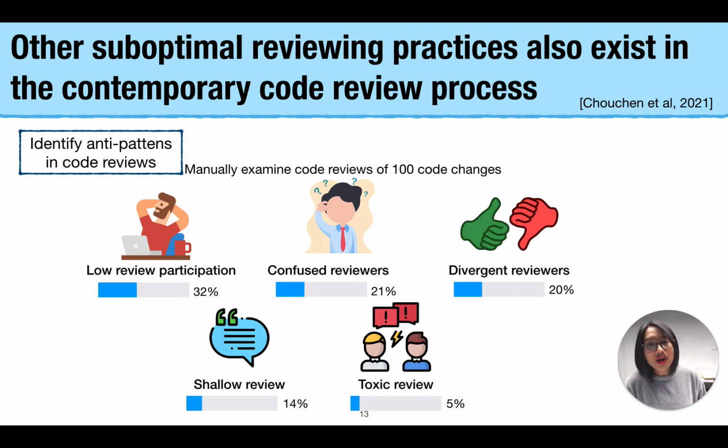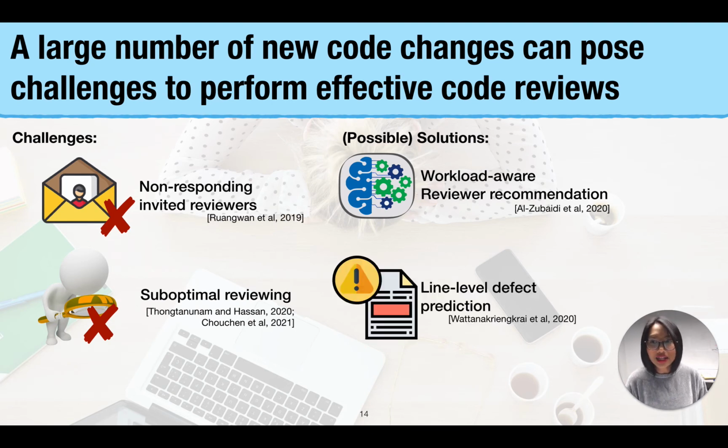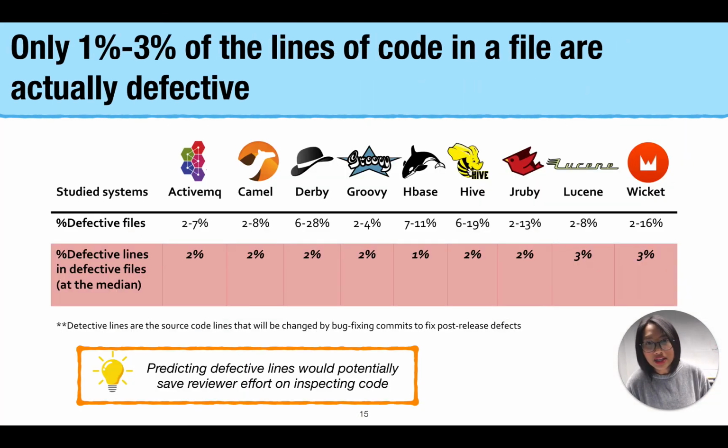So based on these findings that we have done so far, we think that it would be good to help them to reduce their effort by highlighting the lines that are likely to be defective in the future. We did this because when we do analysis, we found that in the source file, only 1 to 3% of its lines are actually defective. So we believe that predicting defective lines would potentially save reviewer effort on inspecting the code.